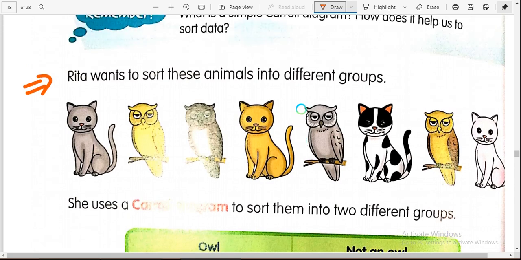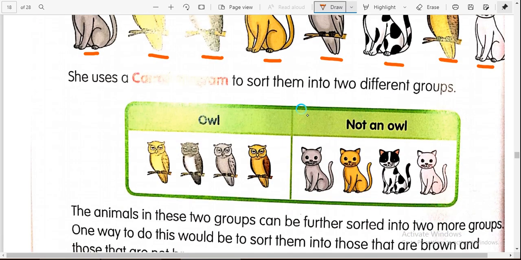Rita wants to sort these animals into different groups. So now I want to sort these animals into different groups. Here I have owls and I have cats. So I can say owl and not an owl. Is it right? Owl and not an owl.